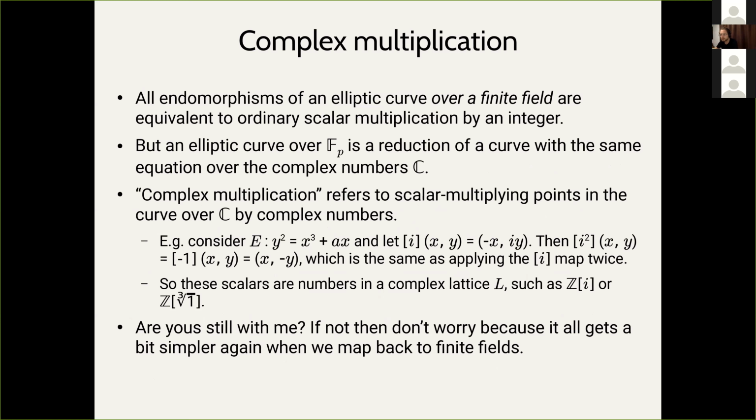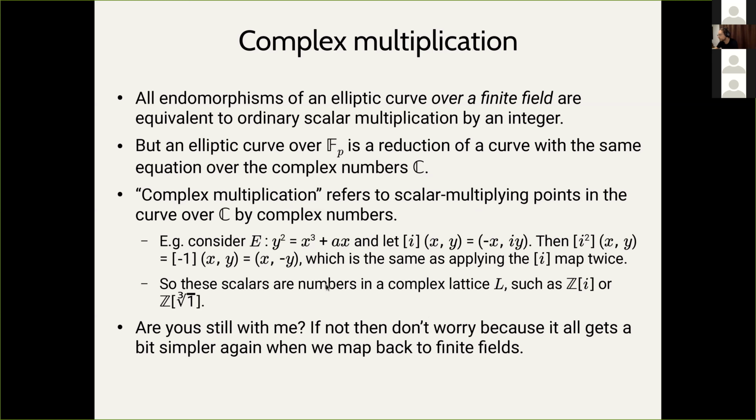So if we were just considering elliptic curves over finite fields, then it turns out that all endomorphisms are equivalent to scalar multiplication by an integer. But for any curve over a finite field, we can consider the curve with the same equation over the complex numbers. So each coordinate is a complex number. It's a little bit hard to visualize because you effectively have 4 dimensions, 2 for each coordinate. And then complex multiplication just means that you can scalar multiply by a complex number.